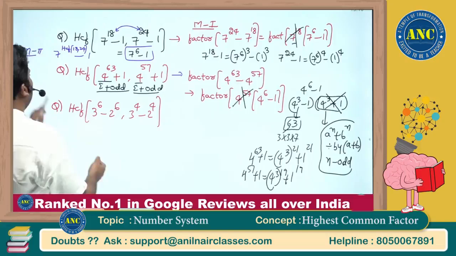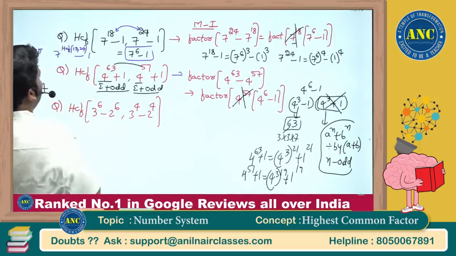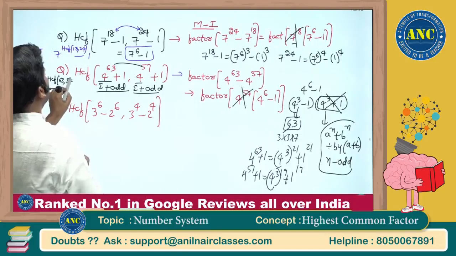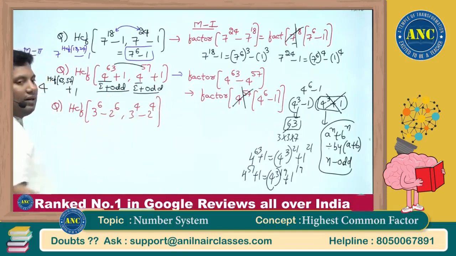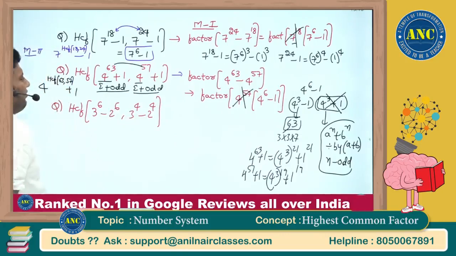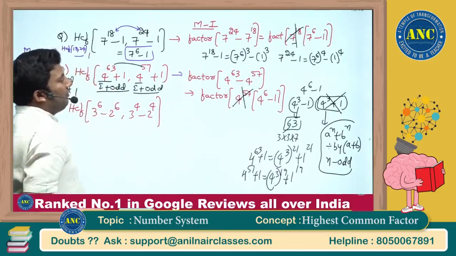You should ask yourself why it should be only the HCF of 57 and 63. Why other numbers cannot be the answer? This is the proof behind it. I hope the answer is clear. For the HCF of any two numbers, the answer will be a factor of their difference. The difference will be 4 power 63 minus 4 power 57.